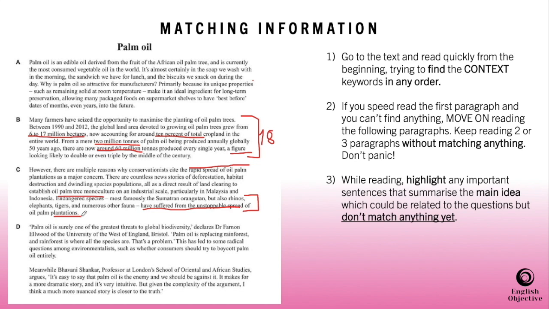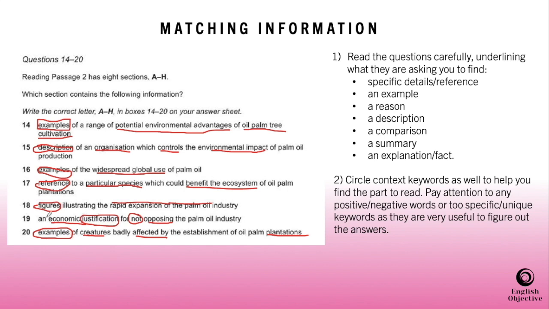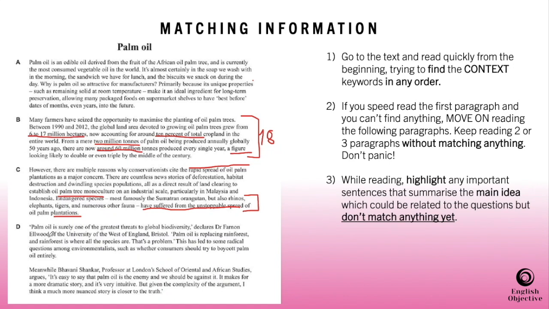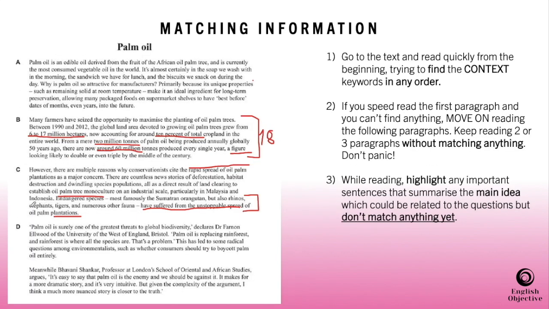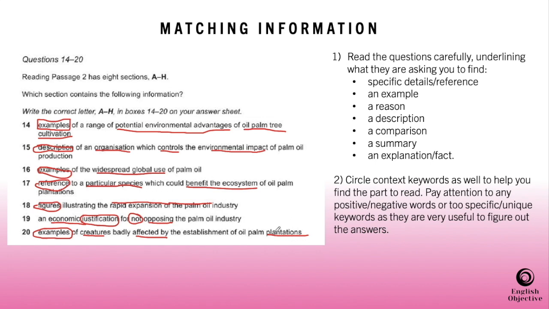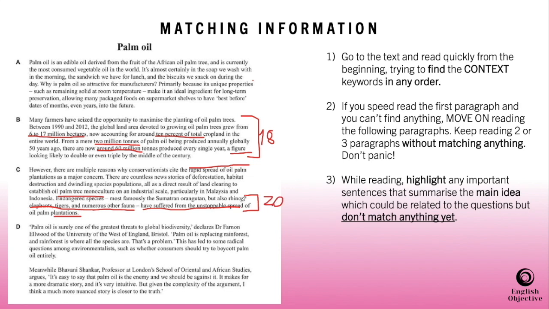So if I go back to the questions and I try to find this species, I have 17 that says particular species and 20 that is creatures. But only one of them is asking me for examples. And that's number 20. Example. 17 is reference. So they're speaking about specific details about it. And actually 17, it says benefit the ecosystem. It's a positive thing. Whereas 20, it says affected, badly affected, yeah, if I read that correctly. And that's negative. So I know that this last part of the paragraph is actually answering question 20 because it's about the establishment of the plantations. So they have suffered from the spread of the plantations.